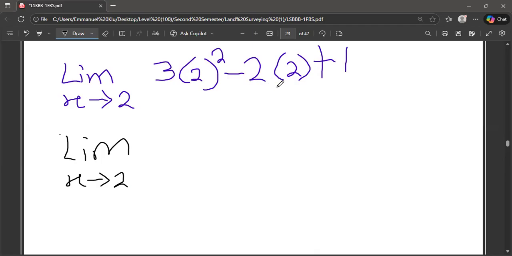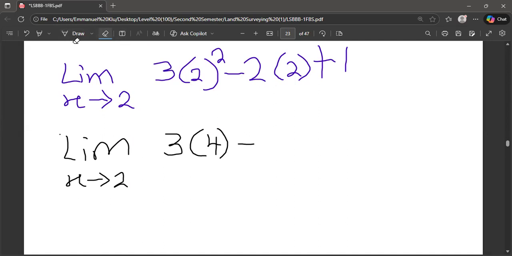So for this one, which answer are we going to get? 3. Okay. And 2 exponent 2 is going to give us what? 4. Okay. Minus 2 times 2, which is 4. So 2 times 2 is 4, so we write 4 over here. When you see dots in mathematics, it means multiplication. Okay. So plus what?